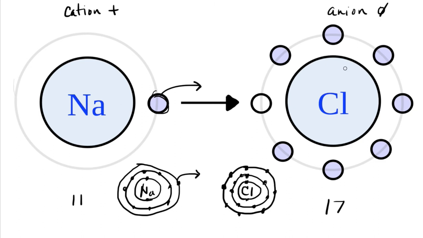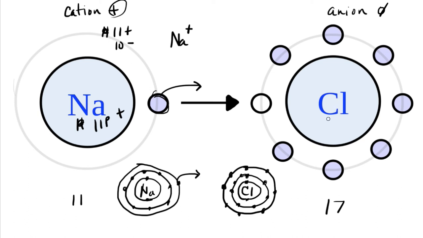How do I know that those are the charges on sodium and chloride? Well, sodium is still going to have 11 protons, which is 11 pluses in the nucleus, but it no longer has 11 electrons. It gave one up. It only has 10 electrons. So there are 11 positive charges and only 10 negative charges. 11 minus 10 is plus 1, so it's a cation with a plus 1 charge. We would write this sodium plus. That indicates that it is a positively charged ion.